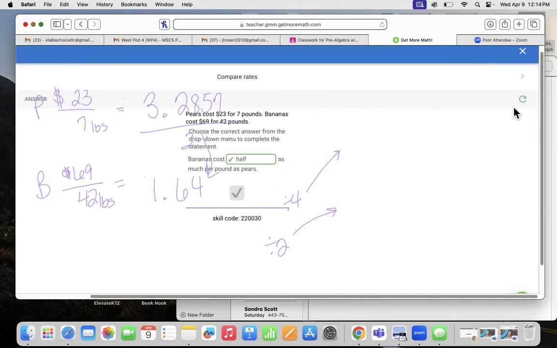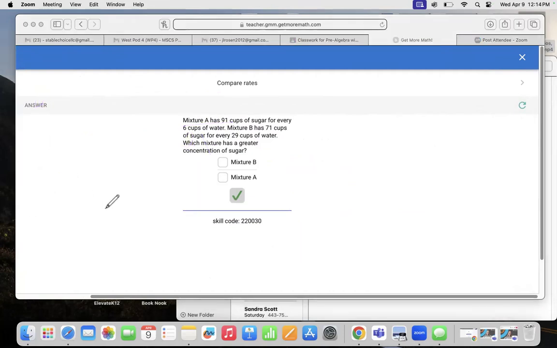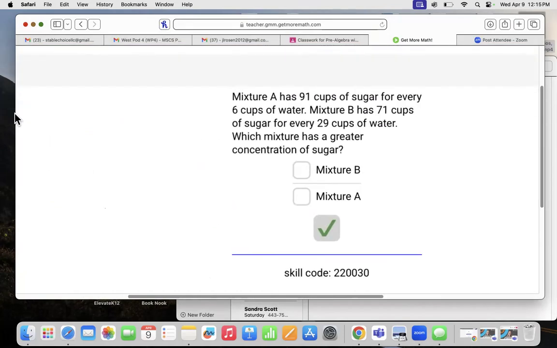Okay, so again, knowing the terminology and how to do the math with it. This one here, mixture A has 91 cups of sugar for every 6 cups of water. So we're making some drinks here, right? So we have mixture A is 91 cups of sugar for every 6 cups of water.